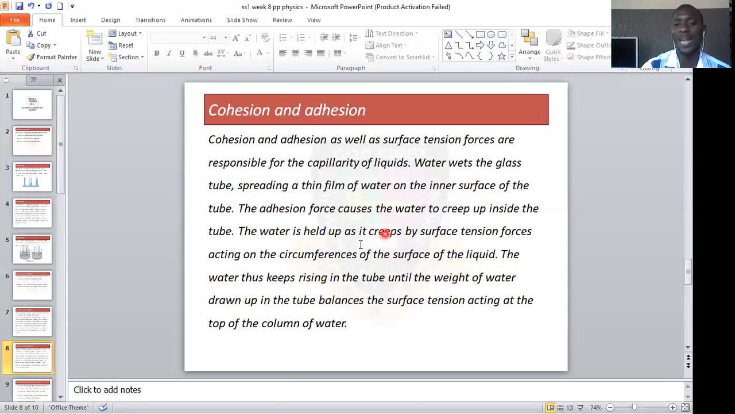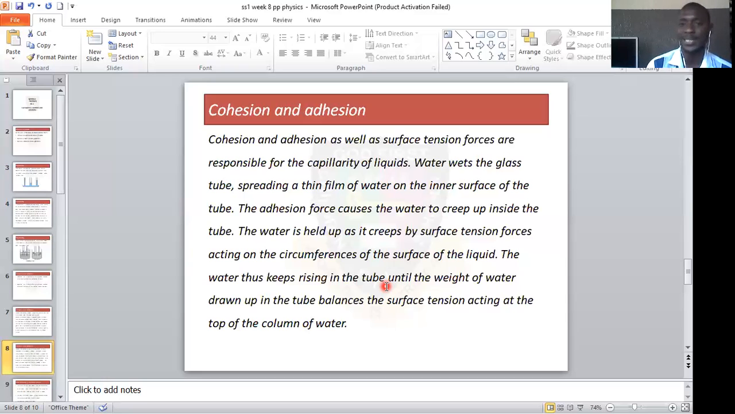The water is held up as it creeps by the surface tension force acting on the circumference of the surface of the liquid. The water keeps rising in the tube until the weight of the water drawn up in the tube balances the surface tension acting on top of the column of water. It gets to a point where it doesn't continue to rise. That is, there's a balance at that point. But the reason why water tends to rise in the tube or in a porous material is because the adhesive force between the two substances is stronger than the cohesive force.